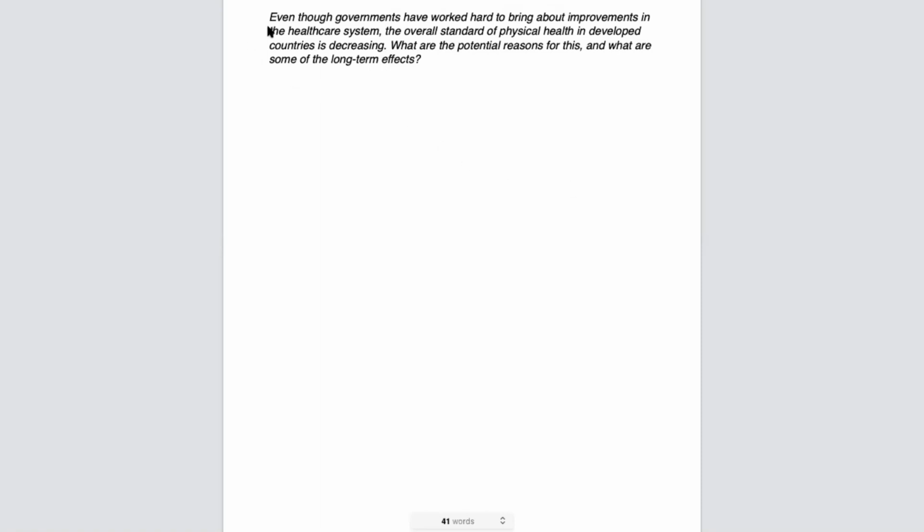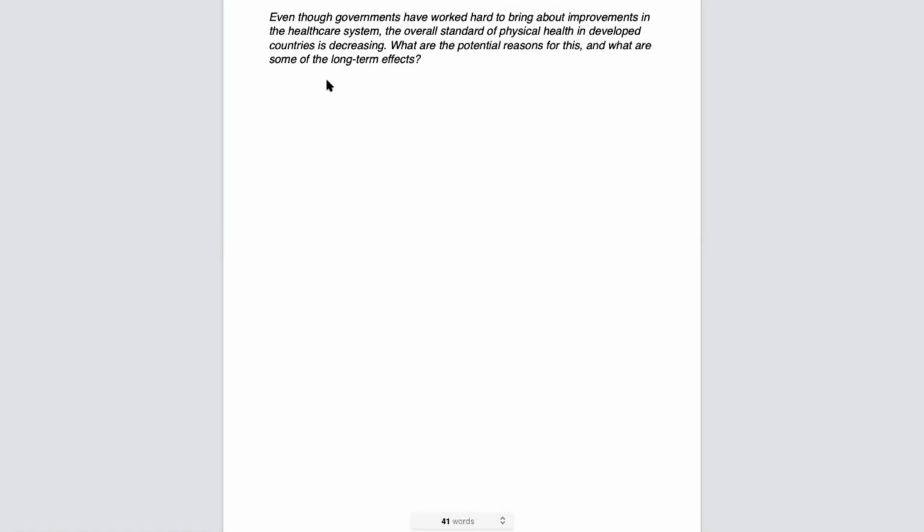So it says, even though governments have worked hard to bring about improvements in the healthcare system, the overall standard of physical health in developed countries is decreasing. What are the potential reasons for this, and what are some long-term effects? Okay, now let's read through it and underline the keywords.